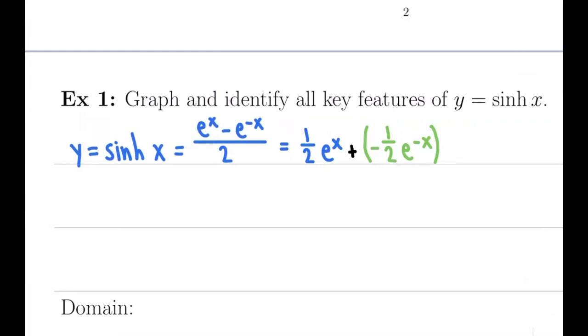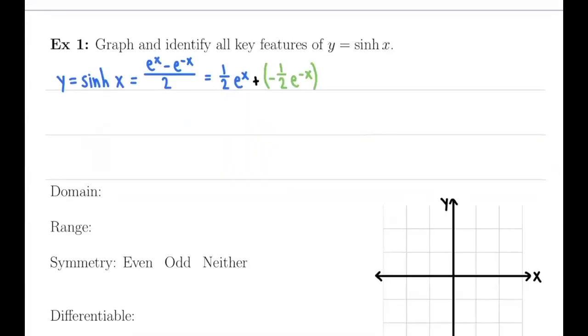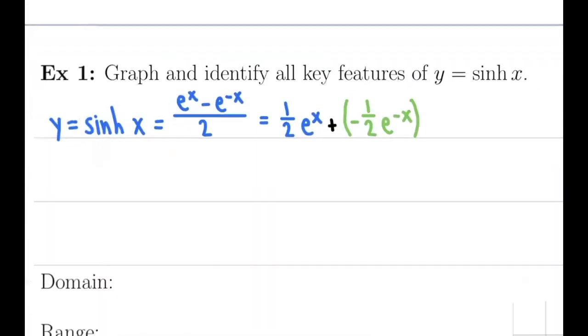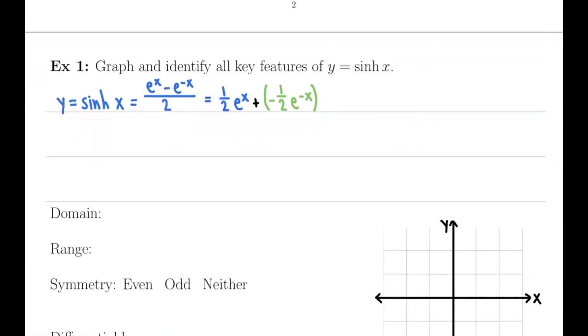Yeah. So what I'm going to do is graph the blue function and the green function on the same xy plane. So let's take a look at the blue function, 1/2 e to the x. Does anyone know what the y-intercept is for the graph of 1/2 e to the x? E to the x has a horizontal asymptote, so it doesn't really intersect the x-axis.